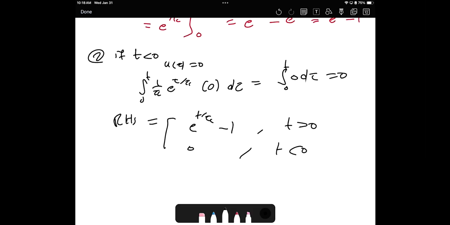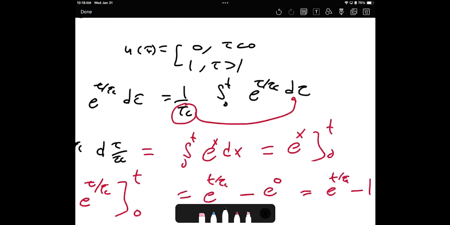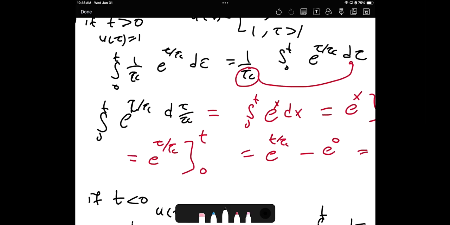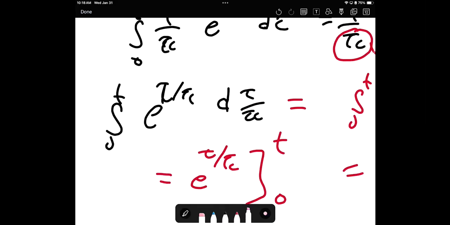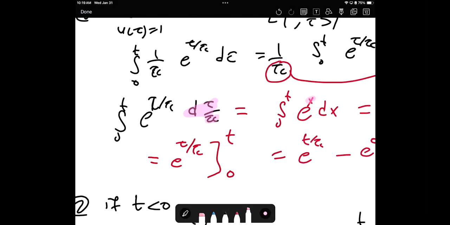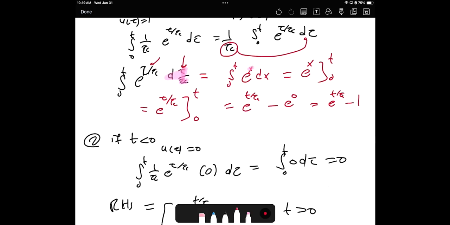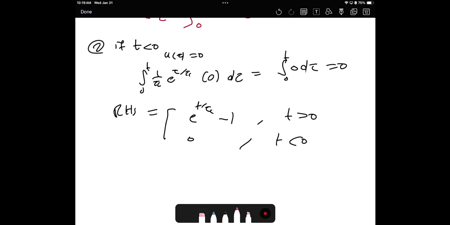What does this mean? So how did you eliminate tau c from the integral? Here, I put tau c, it's dt, then dt over d tau c. That's what I did. Then in this situation, I assume t over tau c as x. So this will be x, this one is x, this one is x. Oh, I see. So it will be the integral of e power x dx. Okay. This yields e power t over tau c minus 1 when t is larger than 0, or 0 when t is less than 0.